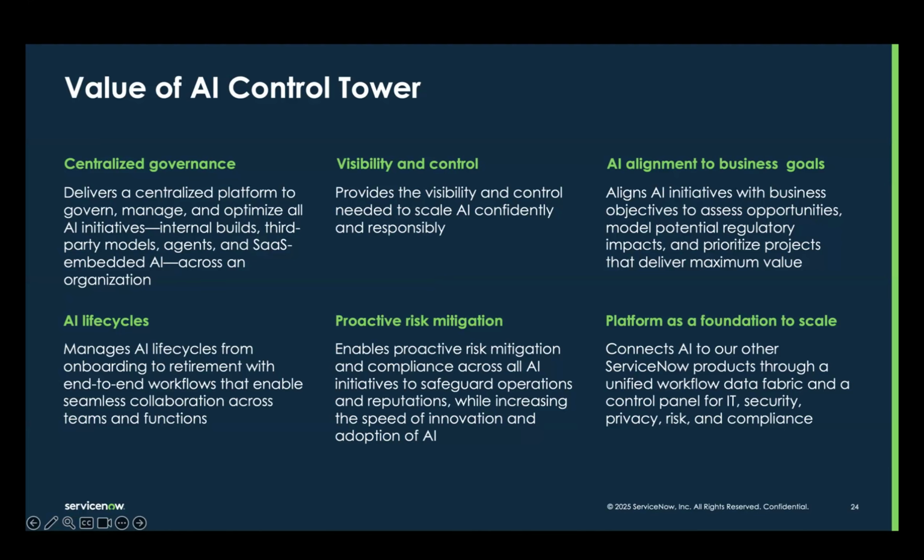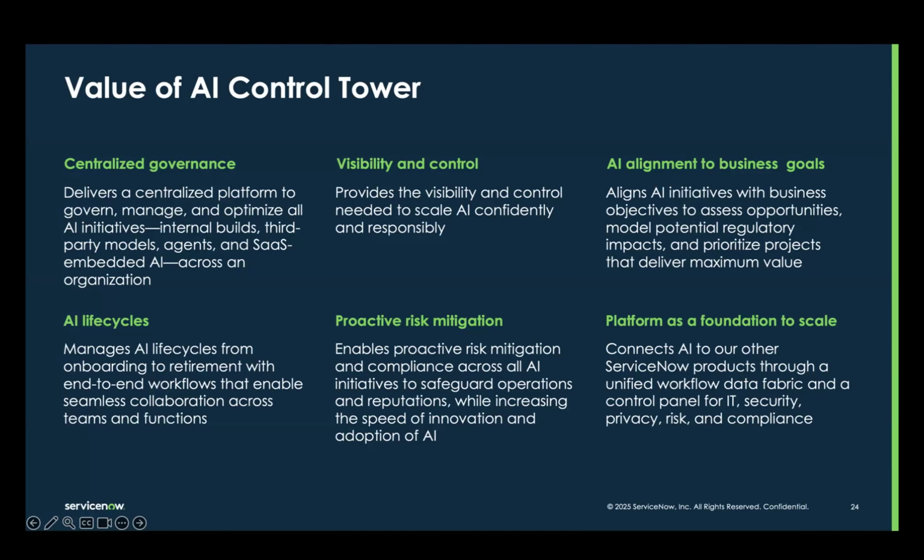We have our visibility and control. So this allows leaders the oversight needed to scale AI safely and confidently, breaking down those silos across the teams. We've got AI alignment to business goals. So it's linking AI projects to strategic outcomes, helping prioritize efforts that deliver value while again accounting for any regulatory impact. Our AI life cycles, so supporting AI from onboarding to retirement, with end-to-end workflows that ensure responsible development and collaboration across roles.